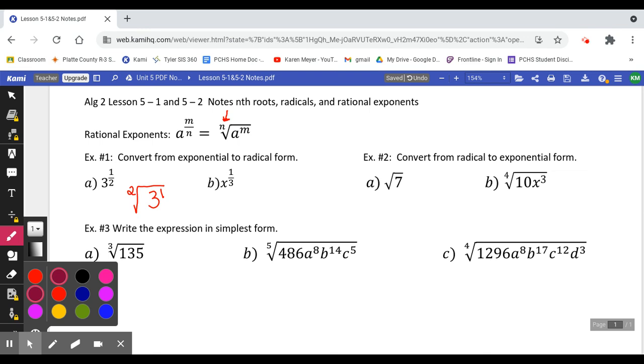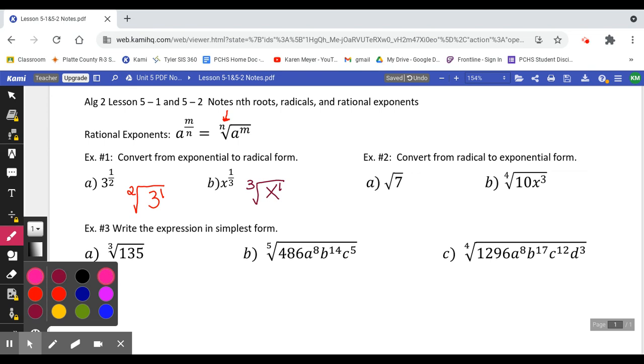Okay, the next one. Here's my base, which is x. Here's my root. The denominator is 3, so that goes on the outside. The numerator is 1, so it goes on the inside. So you're looking at the cube root of x to the first power.